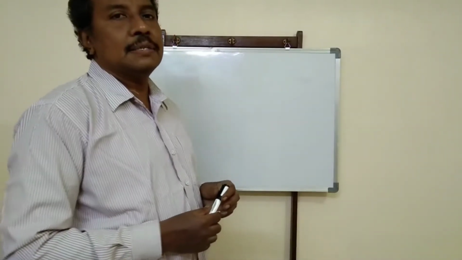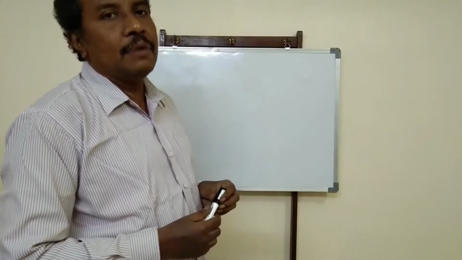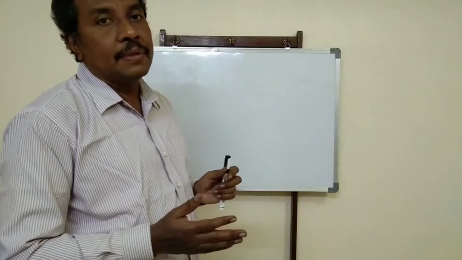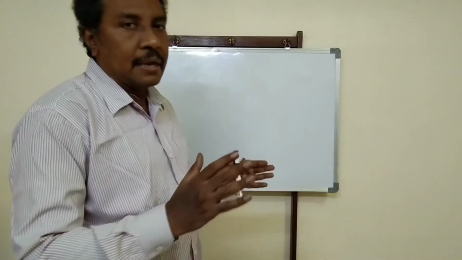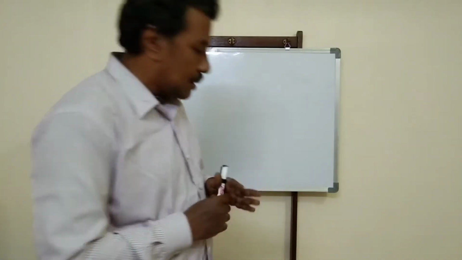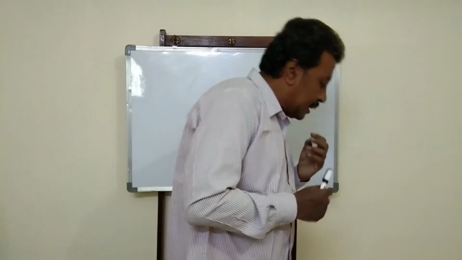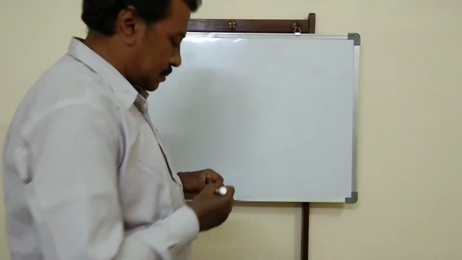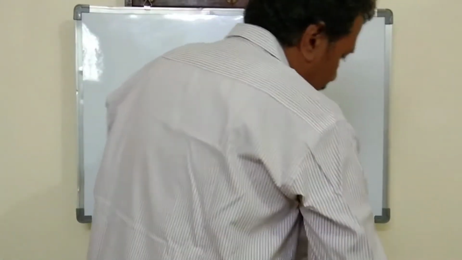In the previous session we discussed how to divide a trinomial with a binomial. Today we are going to learn how to divide a polynomial containing 4 or 5 terms with a binomial. So for that we will take one example.